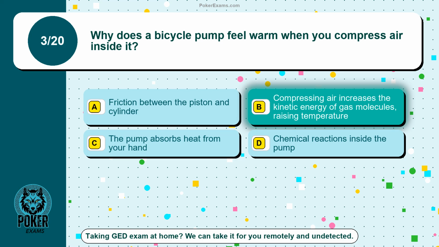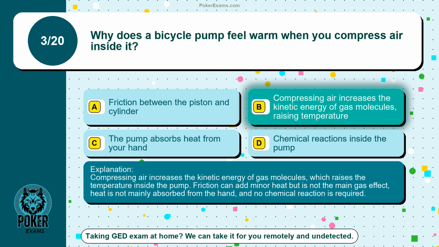The correct answer is option B. Compressing air increases the kinetic energy of gas molecules, raising temperature. Compressing air increases the kinetic energy of gas molecules, which raises the temperature inside the pump. Friction can add minor heat but is not the main gas effect. Heat is not mainly absorbed from the hand, and no chemical reaction is required.